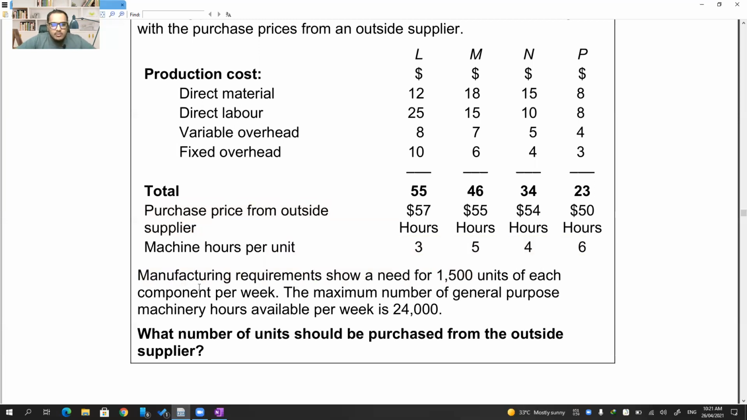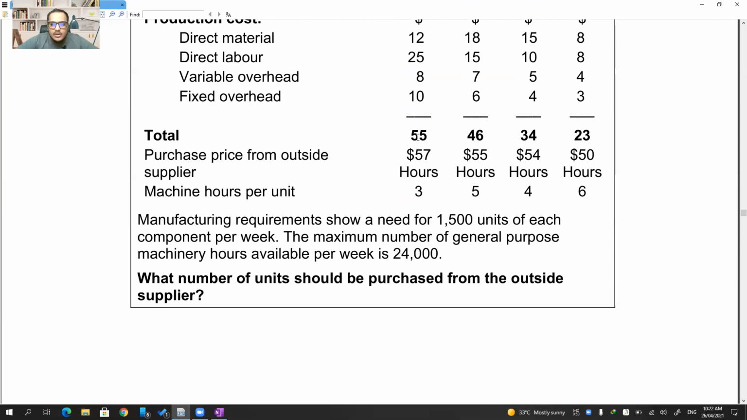Machine hours per unit is given. Manufacturing requirements show a need of 1500 units of each of the components per week. Maximum number of general purpose machinery hours available are 24,000. So whatever is the surplus leftover or else deficit, that we will purchase from outside. So this includes a fixed overhead. So please understand, fixed overheads need to be added back. Variable cost, only these three costs should be considered. Okay. So 57 minus 55 plus 10. 55 minus 46 plus 6, or else 57 minus 12 minus 25 minus 8. Whatever you are doing, it's the same common sense only. Chalo.